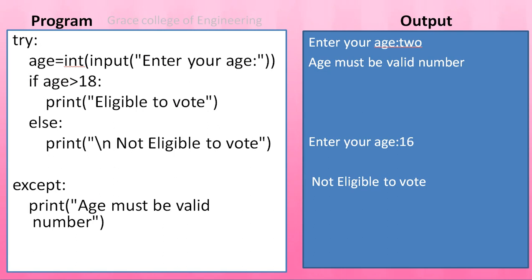Same program. First try is executed. If it is not executed, that exception will be executed. The output is, first enter your age, it is 2. So exception occurred. So this except statement is executed. That is age must be valid number. Next, once again I executed. If I give 16, not eligible to vote. This is the output. Let's see the execution part in Python.